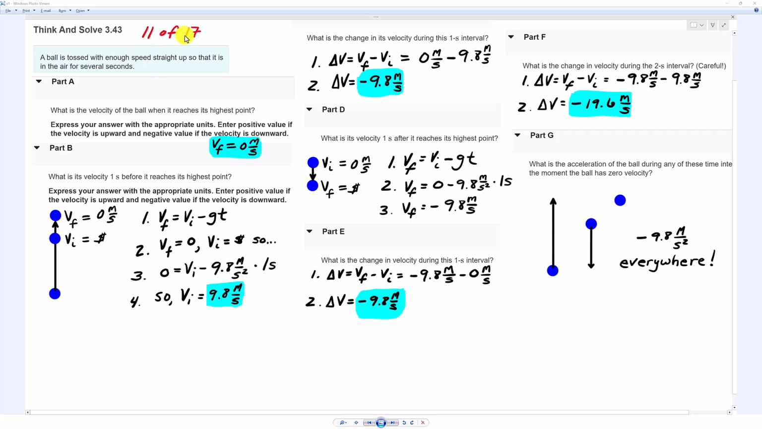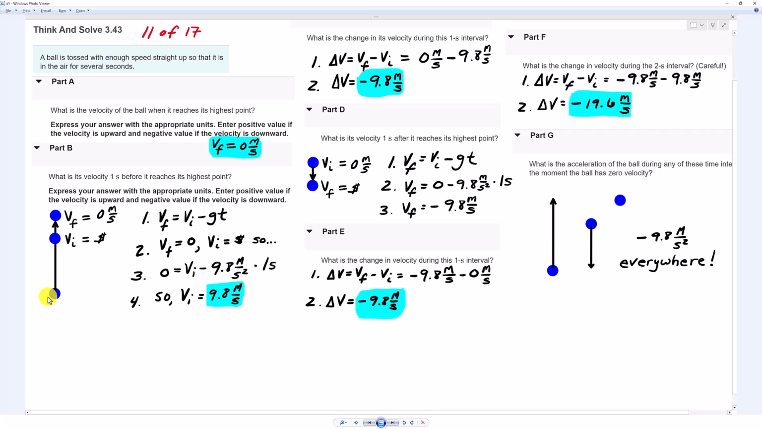Quiz question 11 of 17, also known as Think and Solve 3.43. A ball is tossed with enough speed straight up so that it is in the air for several seconds. Part A, what is the velocity of the ball when it reaches its highest point? That's pretty easy, I think.